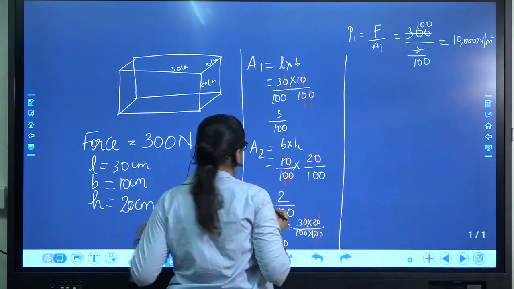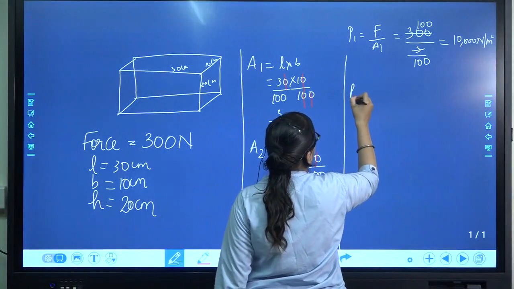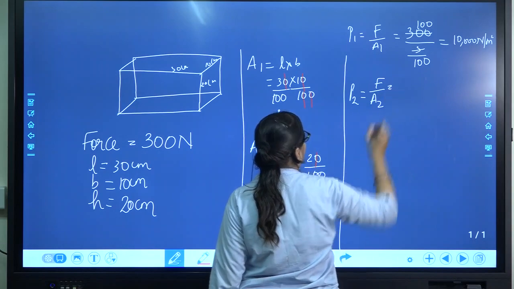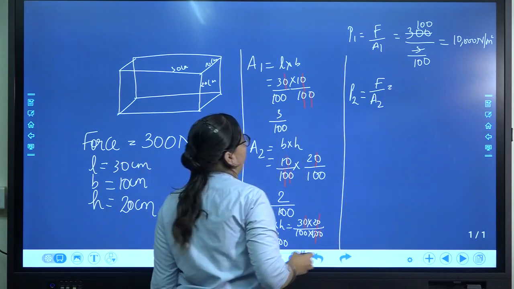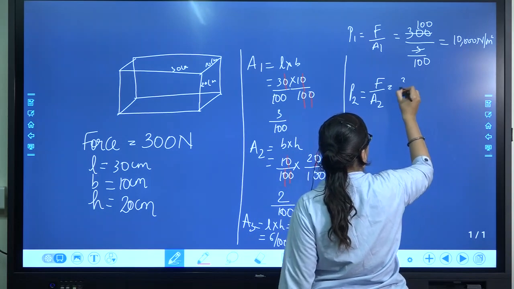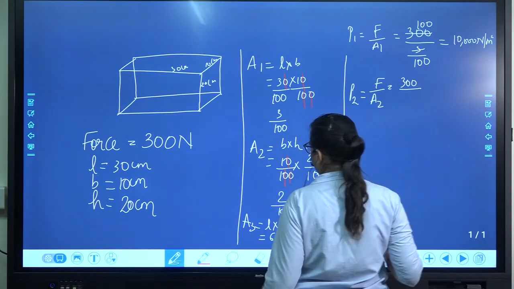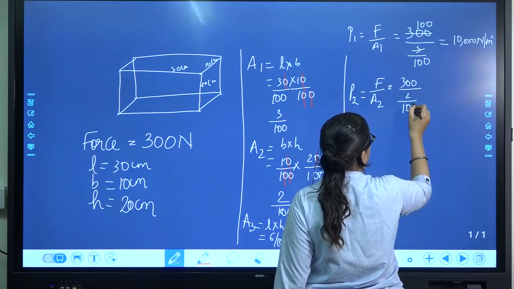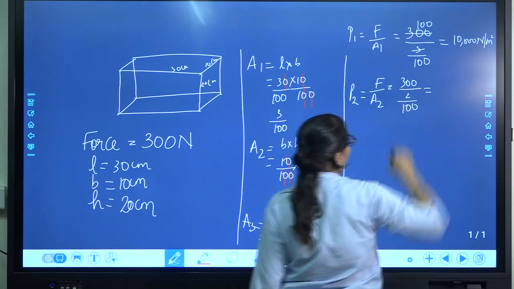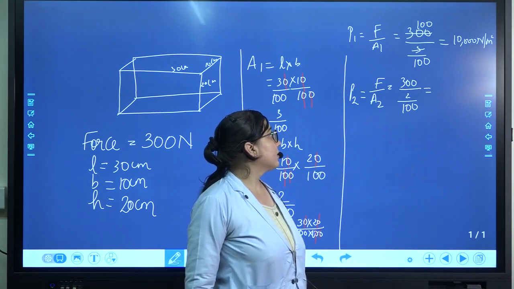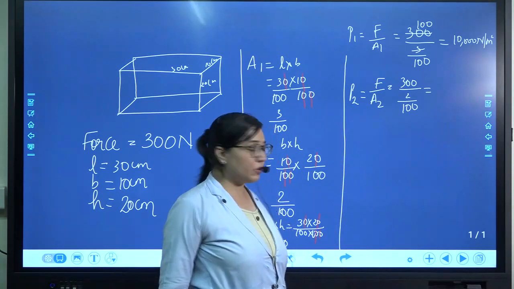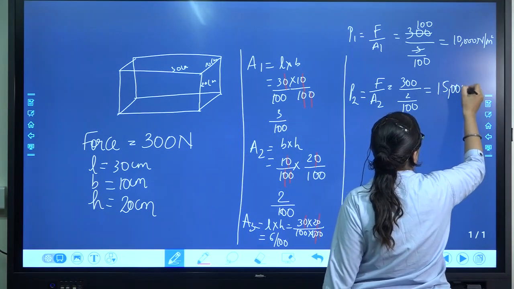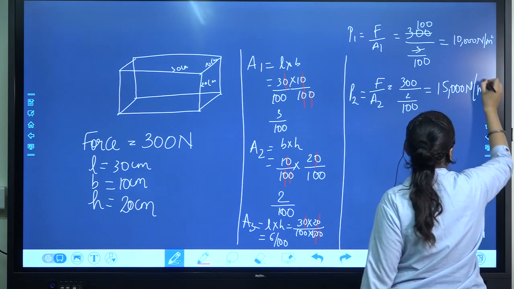Second, P2. That is F by A2. What is the force? It's 300. What is the area A2? 2 by 100. 100 will go up. So, 30,000 upon 2. So, 15,000 Newton per meter square.